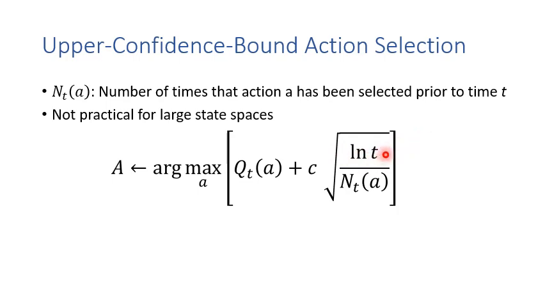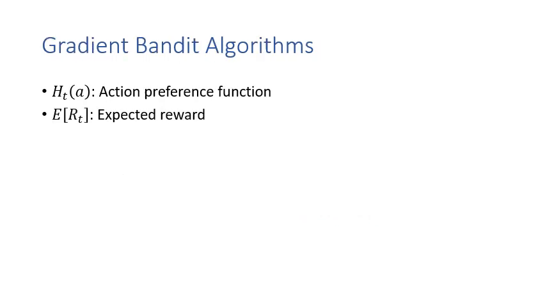So the longer the time we are playing, the more probability this action will be selected. But the most important thing is that the number of times being selected is in the divisor, which means if you are less selected, then you will have a higher value and a higher probability to be selected.